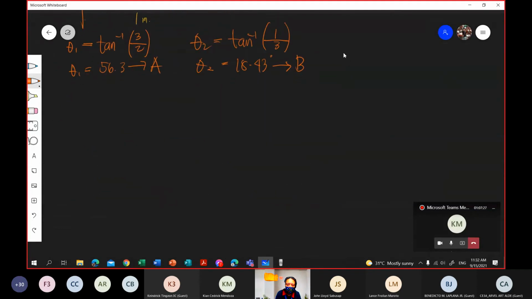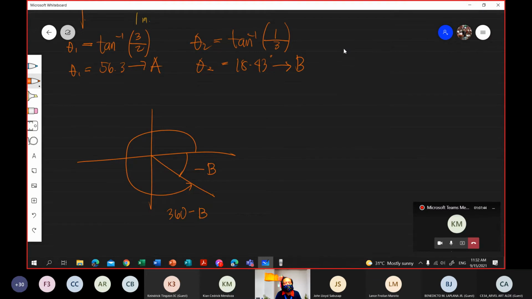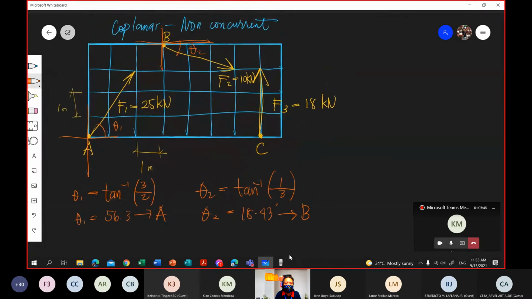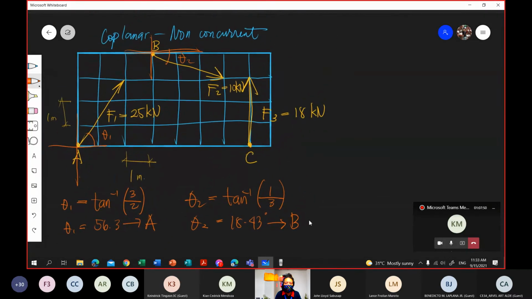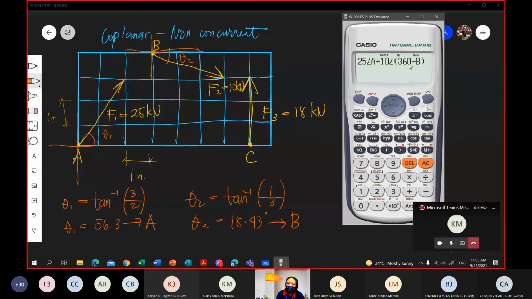Okay, let me discuss that. Here we have negative B. You can also input that angle, and this angle is 360 minus B. Right? Did you get it? I hope you got it. Okay, so 360 minus B.